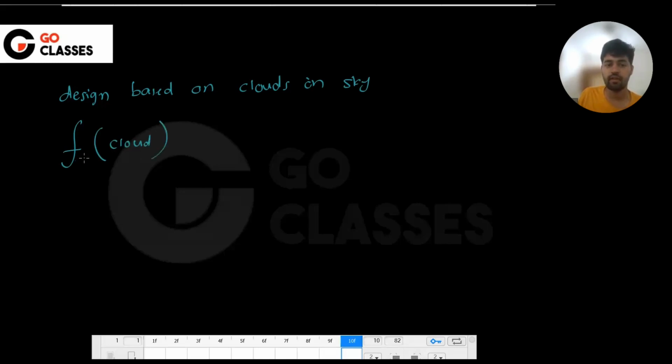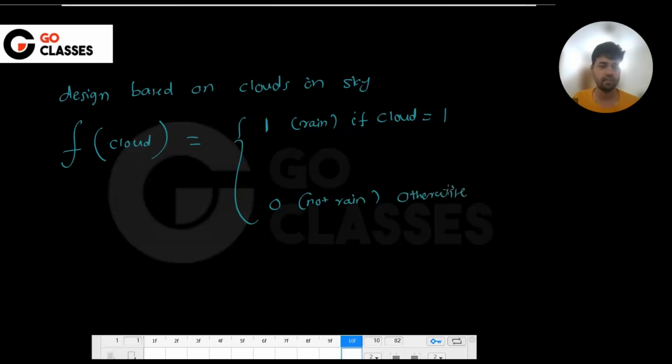There is a single value that I will pass to the function, whether there are clouds in the sky or not. So the answer will be one, it will rain, if cloud is equal to 1, and 0, not rain, otherwise. Again, it will only be taking two values, doesn't matter. Right? This is my design. So this is the design that I have based on my beliefs, right?